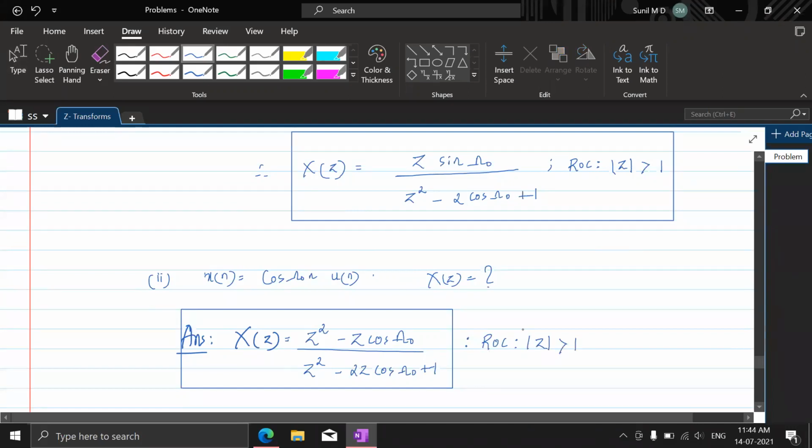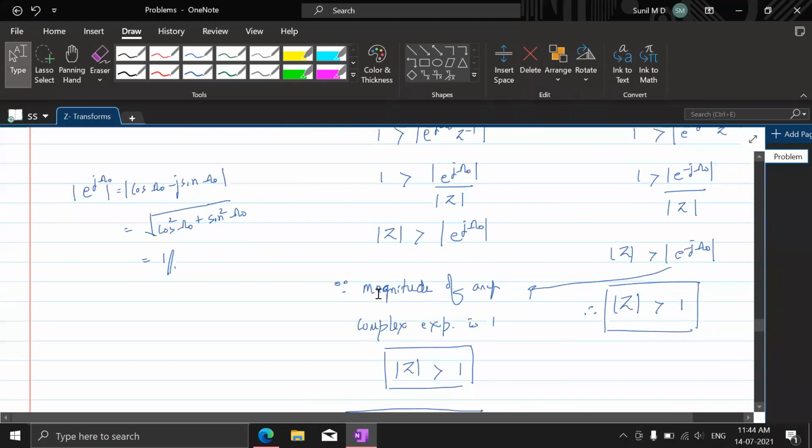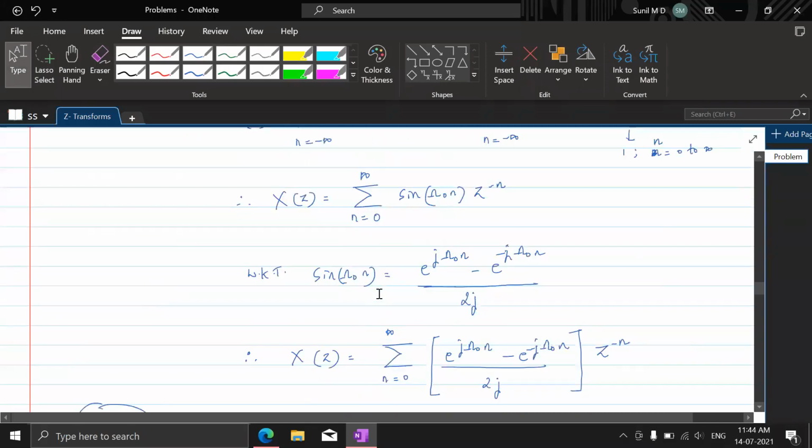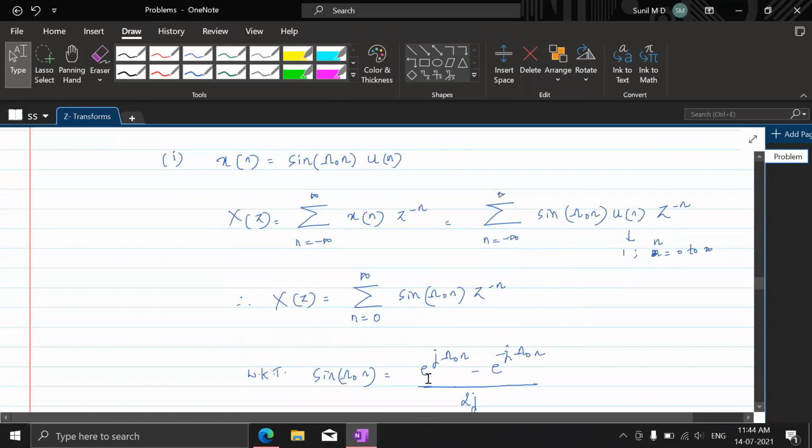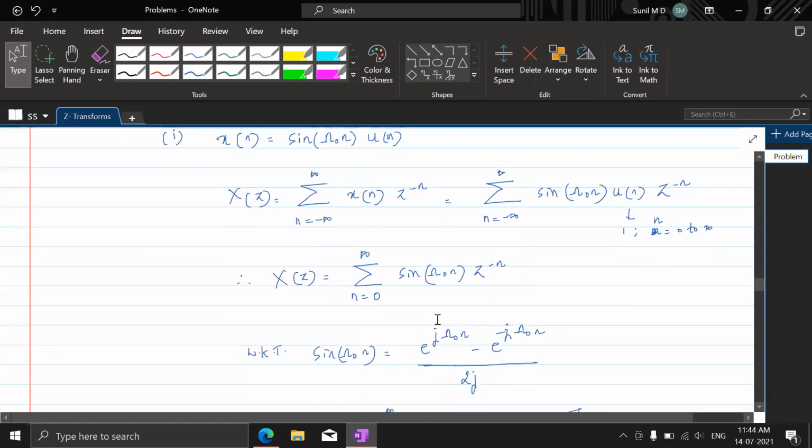Understand that? So this you will do yourself. It's very similar to what we have done for the sinusoidal sequence, that means the sine omega naught n sequence. What did we do? We had sine omega naught n, and that was expressed as e power j omega naught n minus e power minus j omega naught n divided by 2j. So what would be the difference for cos omega naught n?